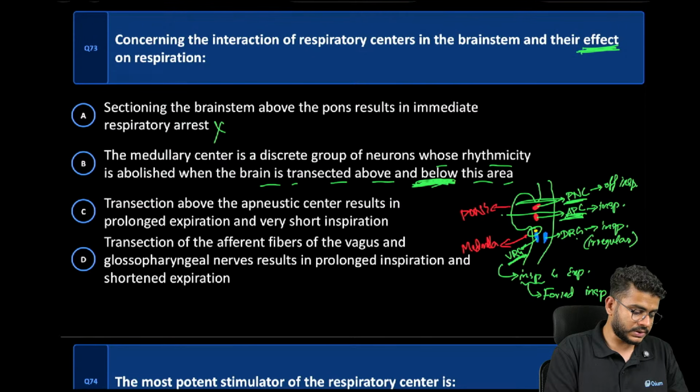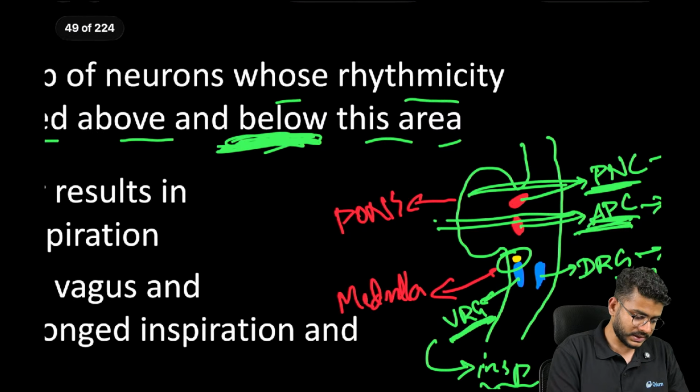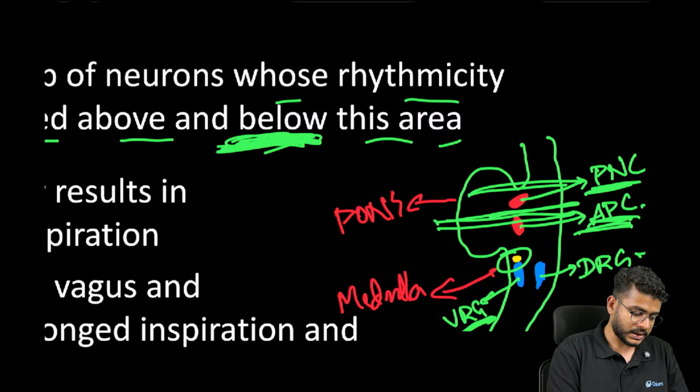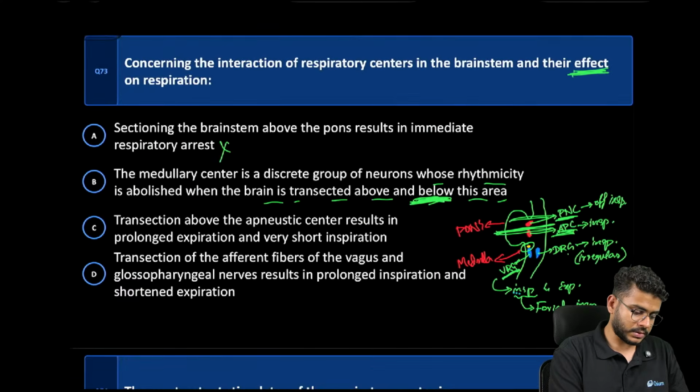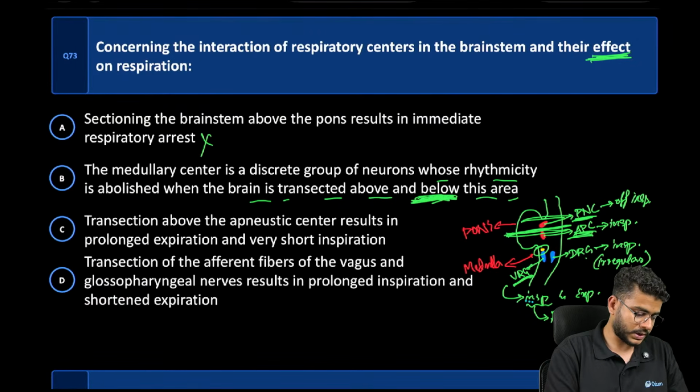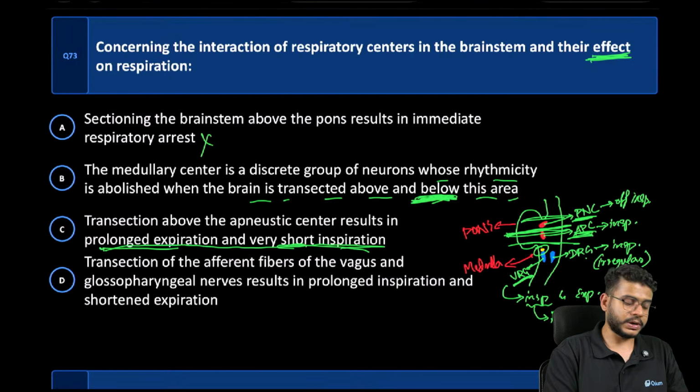Not above the... okay, yes, the transection. See, the transection above the APC causes what? Prolonged inspiration and very short duration. No, transection below the APC causes prolonged expiration.